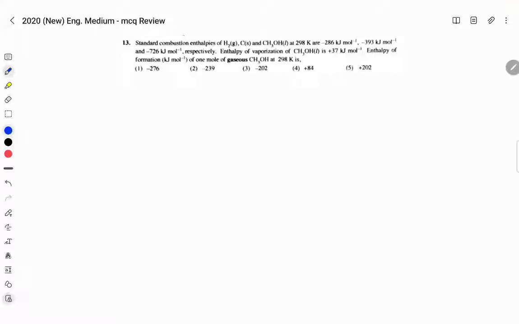Question number 13. Standard combustion enthalpies of hydrogen, carbon and methanol at 298 Kelvin are minus 286, minus 393 and minus 726 respectively. Enthalpy of vaporization of methanol liquid is plus 37. Enthalpy of formation of 1 mole of gaseous CH3OH. So they have highlighted this term gaseous. So that means we have to write down the formation enthalpy reaction for the gaseous methanol.